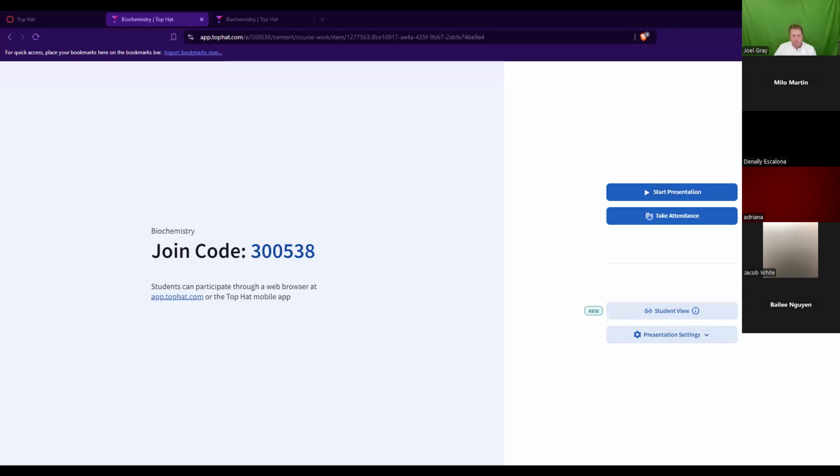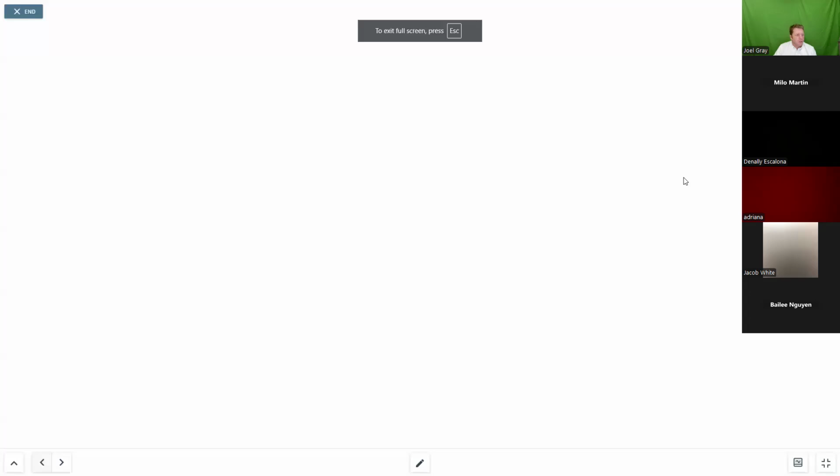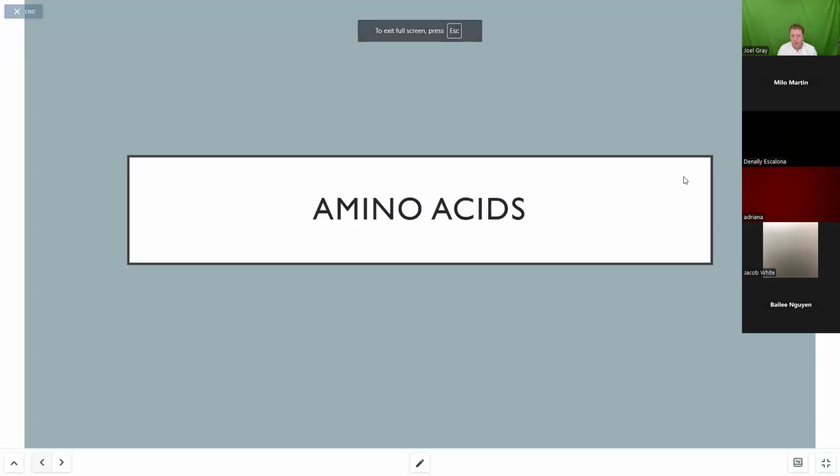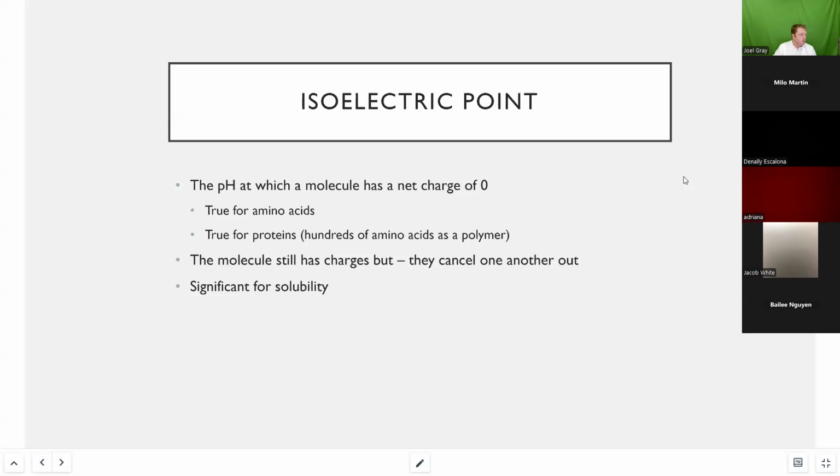So with that in mind, we're going to go ahead and continue on what we were talking about last time. Last time we were talking about amino acids, and we talked about polar amino acids, our polar positive amino acids, our polar negative, and our polar uncharged amino acids. Now, today, we're going to add on to this, and dig a little bit deeper. We're going to be talking about an isoelectric point.